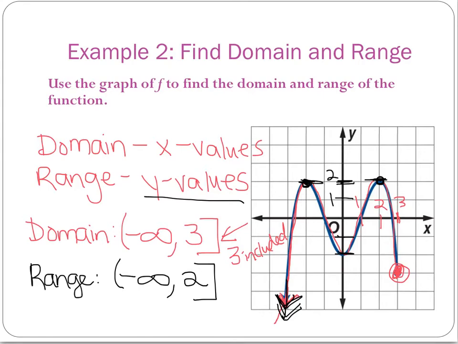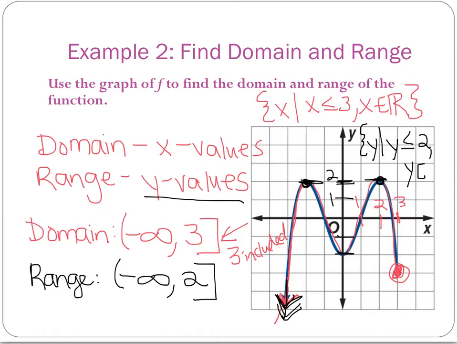Now, you could write these intervals in set builder notation as well. I used interval notation. If we wanted to write our domain in set builder notation, we'd say the set of x such that x is less than or equal to 3, and x is an element of the real numbers. And the range is the set of y values such that y is less than or equal to 2, and y is an element of the real numbers as well, because our graph is continuous along these values.